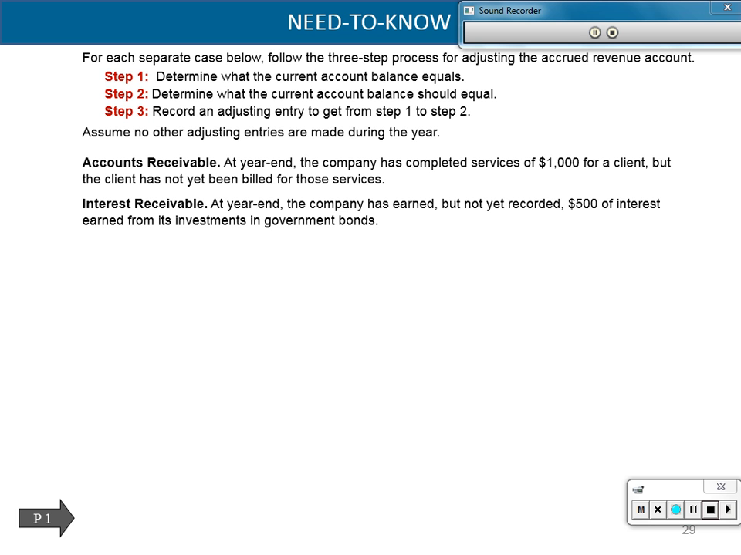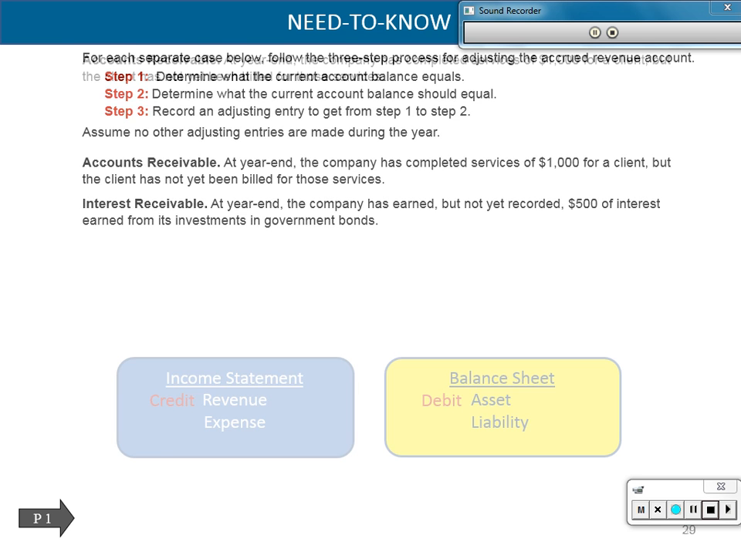Pay. If the client wasn't billed yet, they didn't do what? They didn't pay it yet. Interest receivable. They have interest that has been earned of $500, but what happened? It's not recorded. They earned it, but it hasn't been recorded yet.